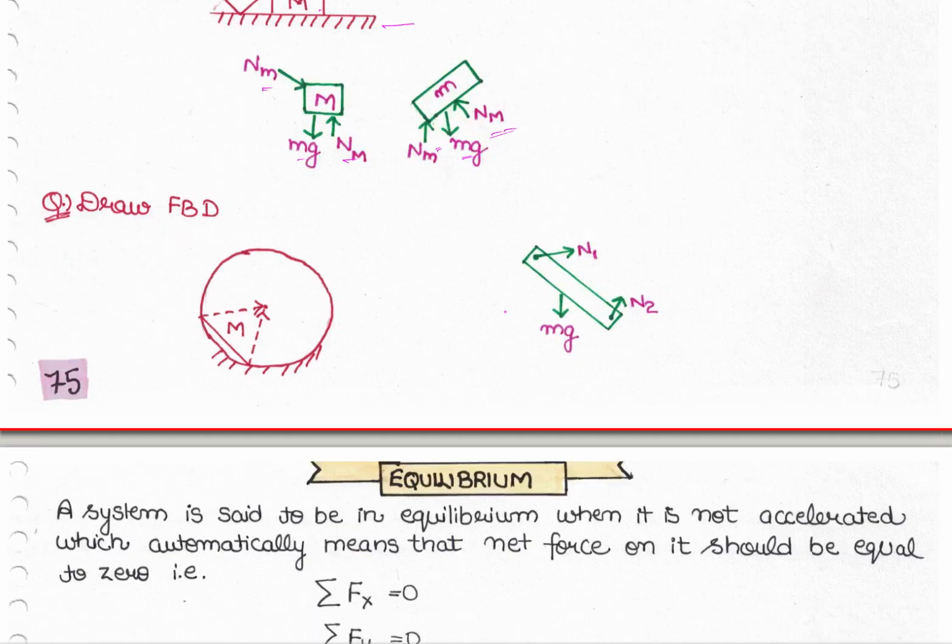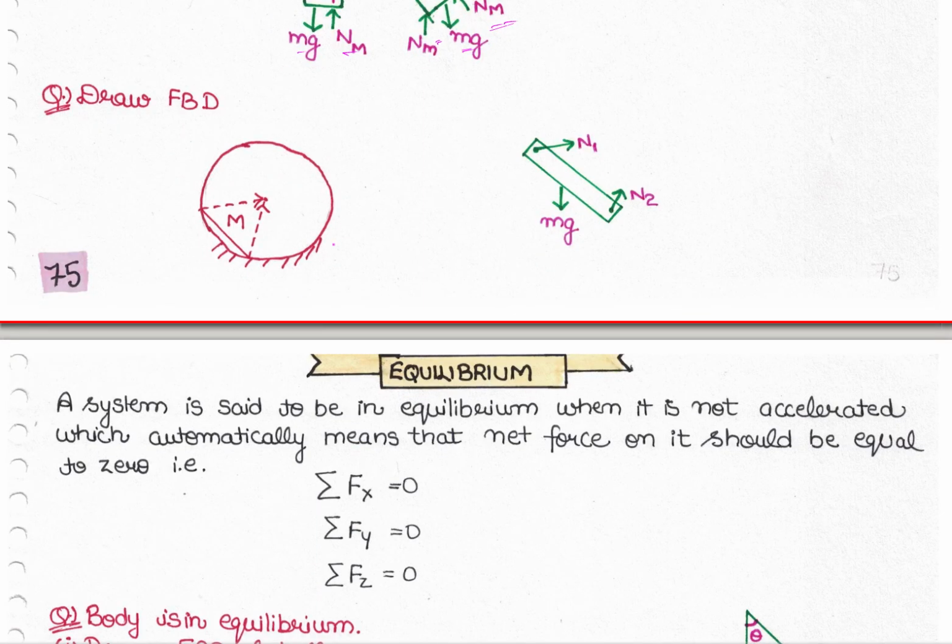Now draw the free body diagram of this figure. So we change this into this free body diagram, which has a normal force along this direction, capital N1, and another normal force N2 along this direction, and its weight is small mg. It should be capital Mg.